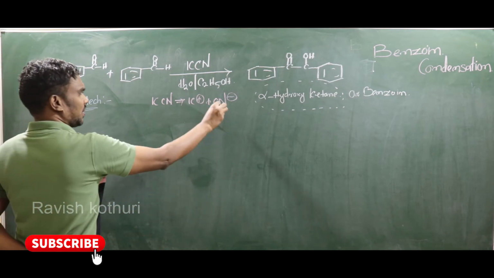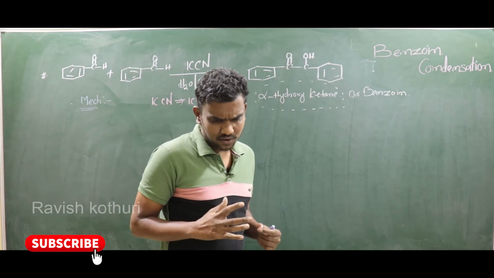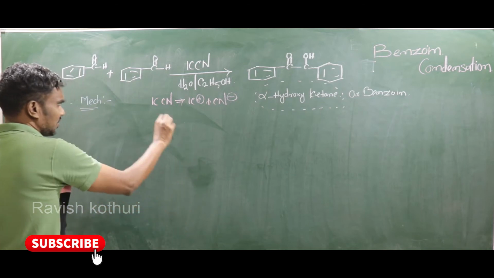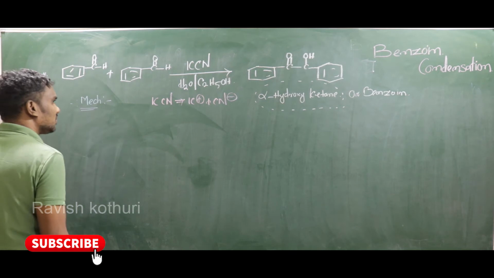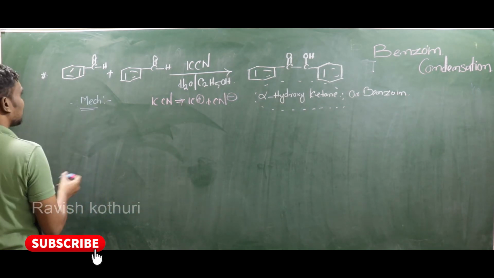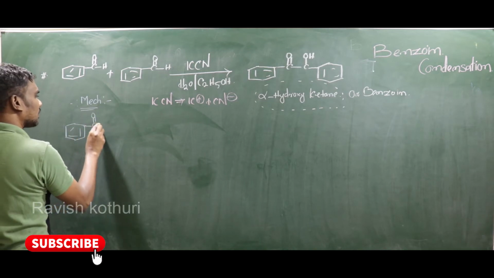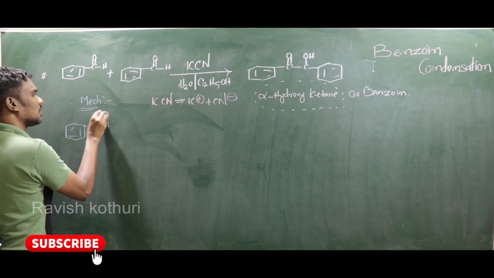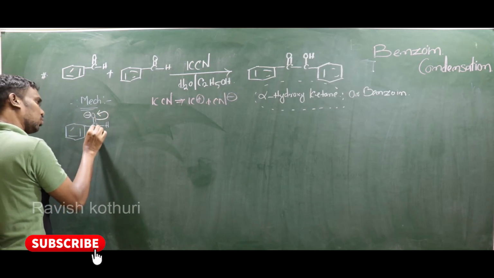Observe carefully. The CN minus is a best nucleophile, right? Remember, KCN dissociates into K plus and CN minus. Now the first step of the reaction, that is benzaldehyde, right? Now observe carefully here. What happens? Heterolytic cleavage takes place. Oxygen gets negative charge, carbon gets positive charge.